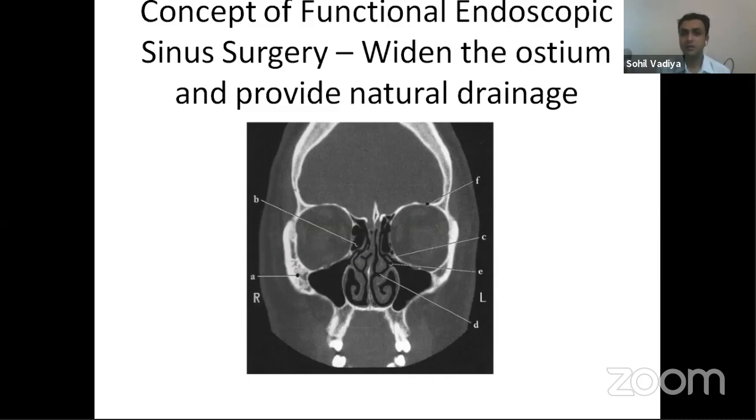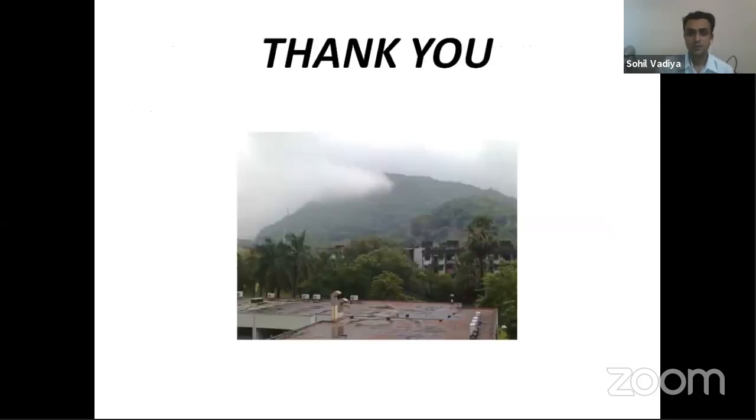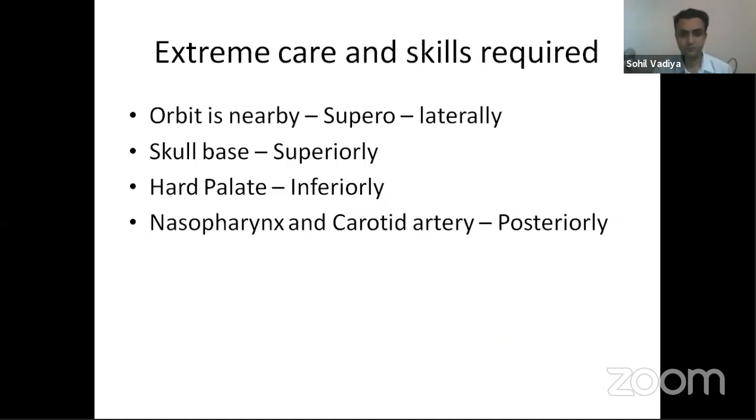In the lateral wall, there are three turbinates, and the key area is the middle meatus, which is lateral to the middle turbinate. In the key area are the openings of the maxillary sinus, frontal sinus, and anterior group of ethmoid cells. The concept of endoscopic sinus surgery or minimally invasive sinus surgery is to open up the ostium and widen it so that natural drainage will be provided to the sinus, and that would cure most of the problems. Thank you very much.